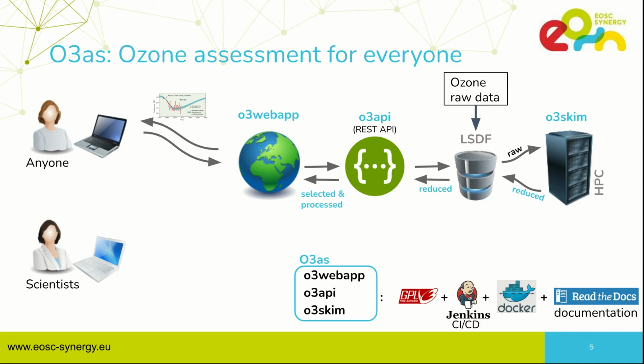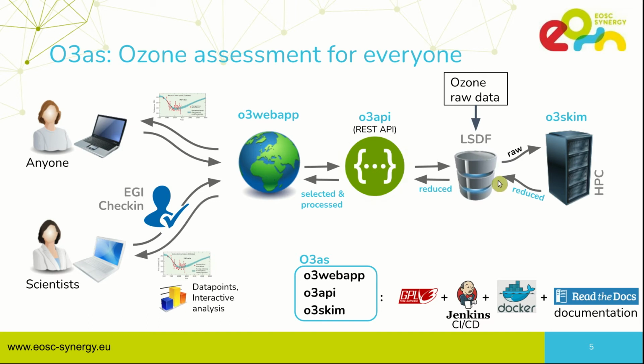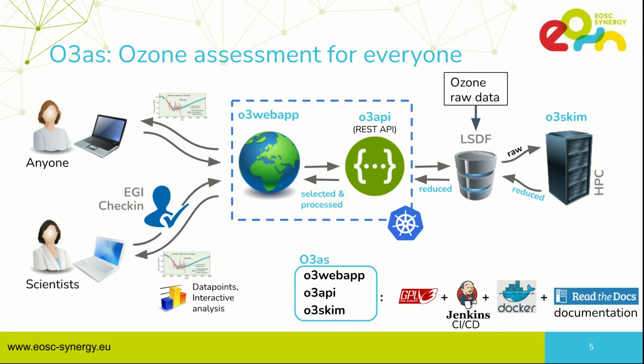Scientists may get additional functionality from the service. First, they have to authenticate themselves via EGI Check-in, then their requests are processed similarly, but in addition to a high-quality plot, they may get corresponding data points and perform interactive analysis in the web application. O3as Web and O3as API components are going to be deployed in a Kubernetes system at one of the EOSC providers. In the following, we show in action two available today parts of the service, O3as Scheme and O3as API.